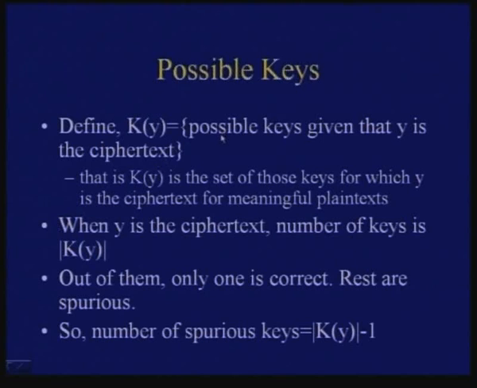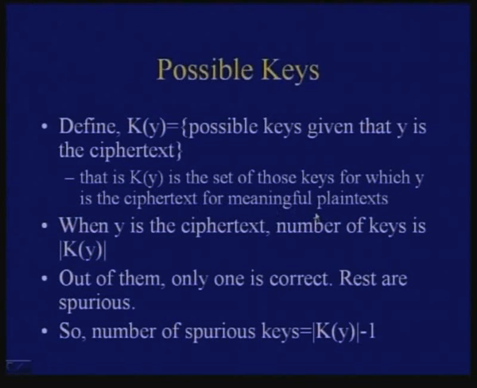Therefore, consider possible keys. Define Ky to be the possible keys given that y is the ciphertext. So what does it mean? It means the possible keys given that y is a ciphertext. I have already defined what it means: Ky is the set of those keys for which y is a ciphertext for meaningful plaintexts.